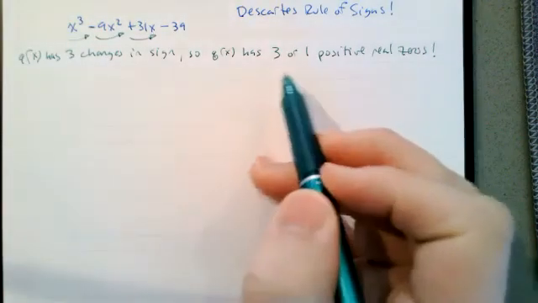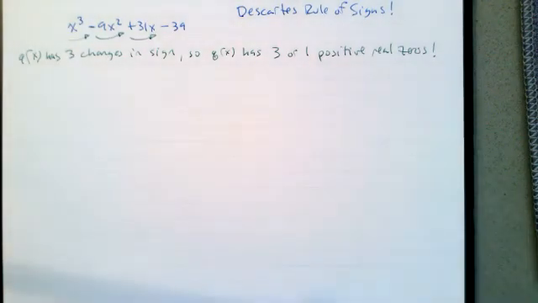We found out that it was the case that it had 1, because once we found that first positive real zero at 3, we saw that after dividing, the other 2 were going to be complex zeros. So 3 or 1 positive real zeros.